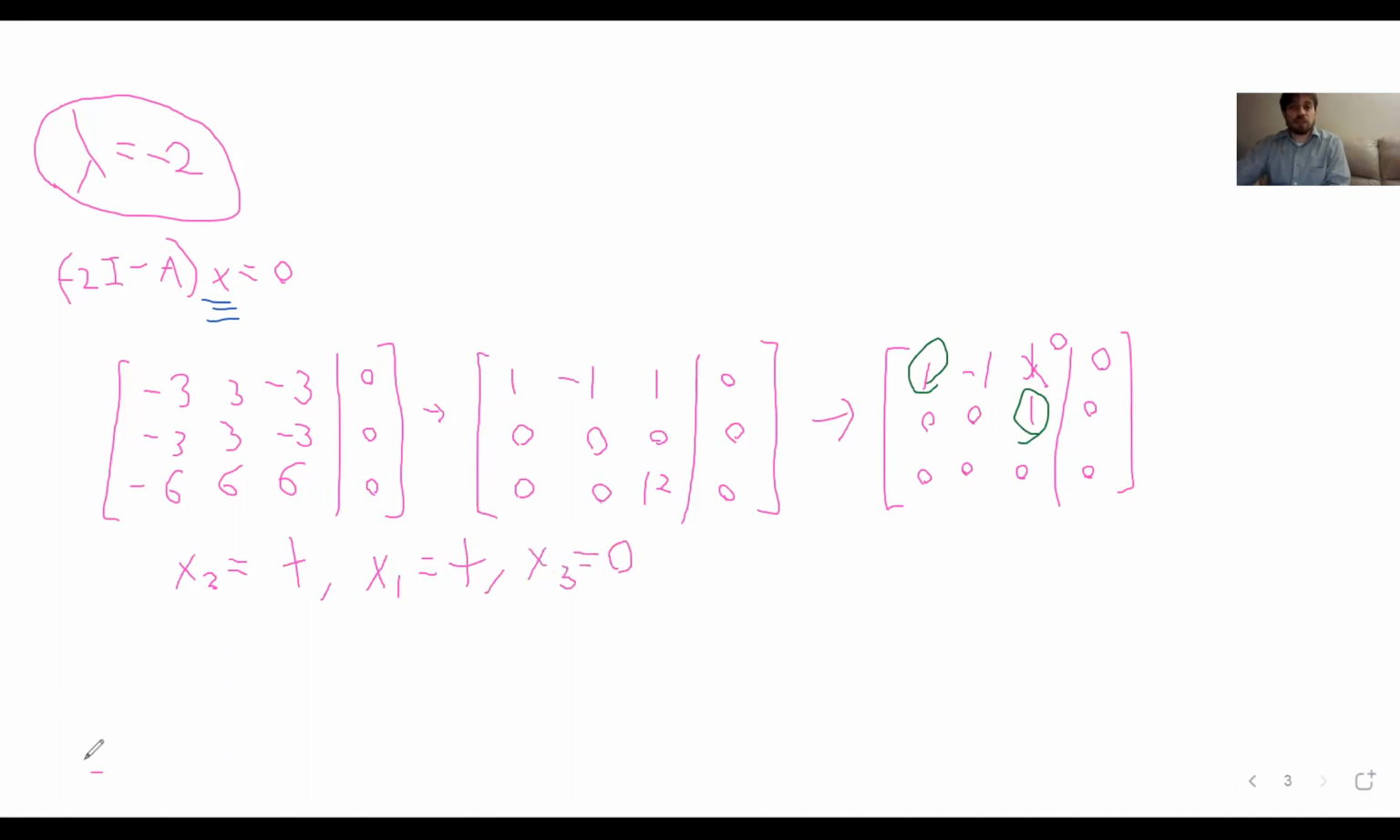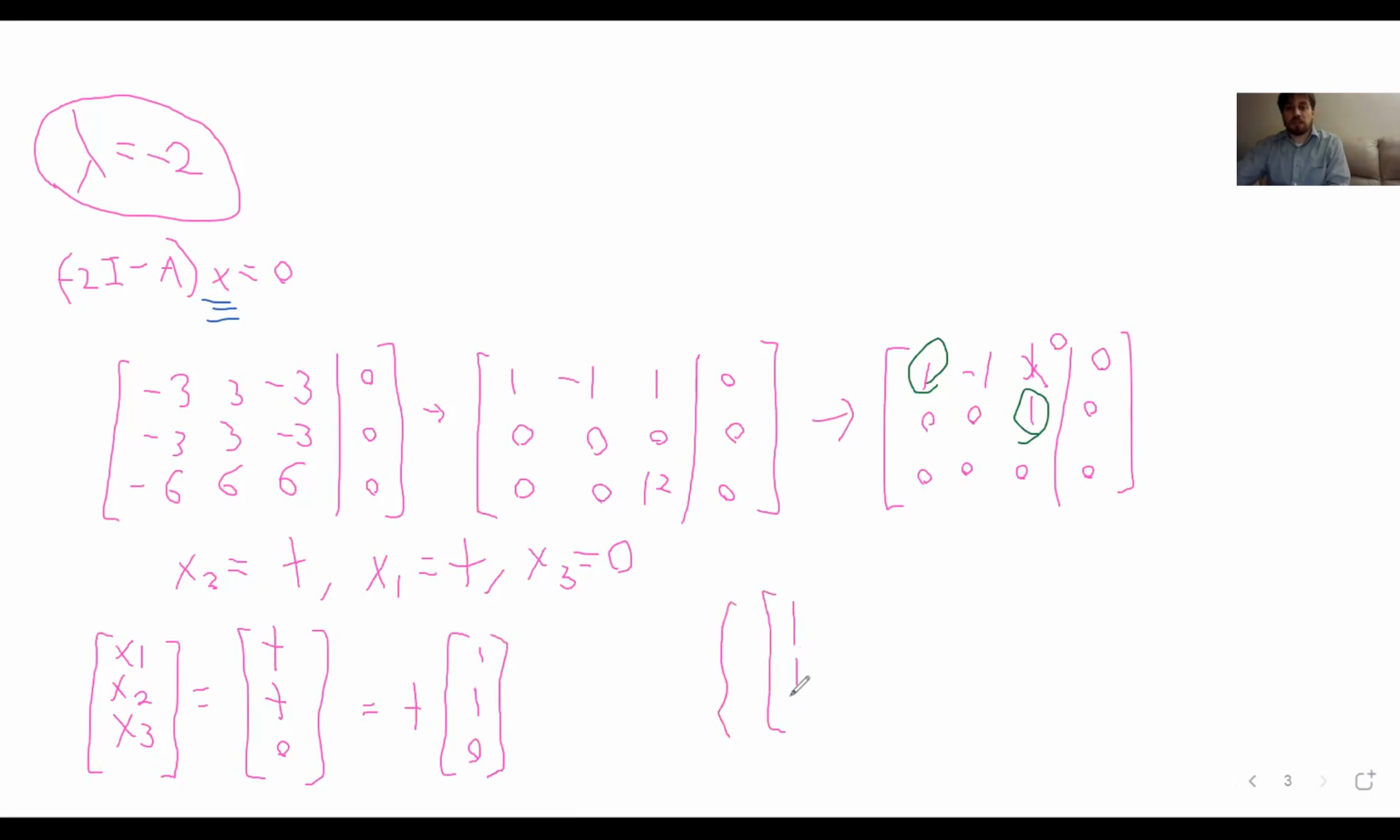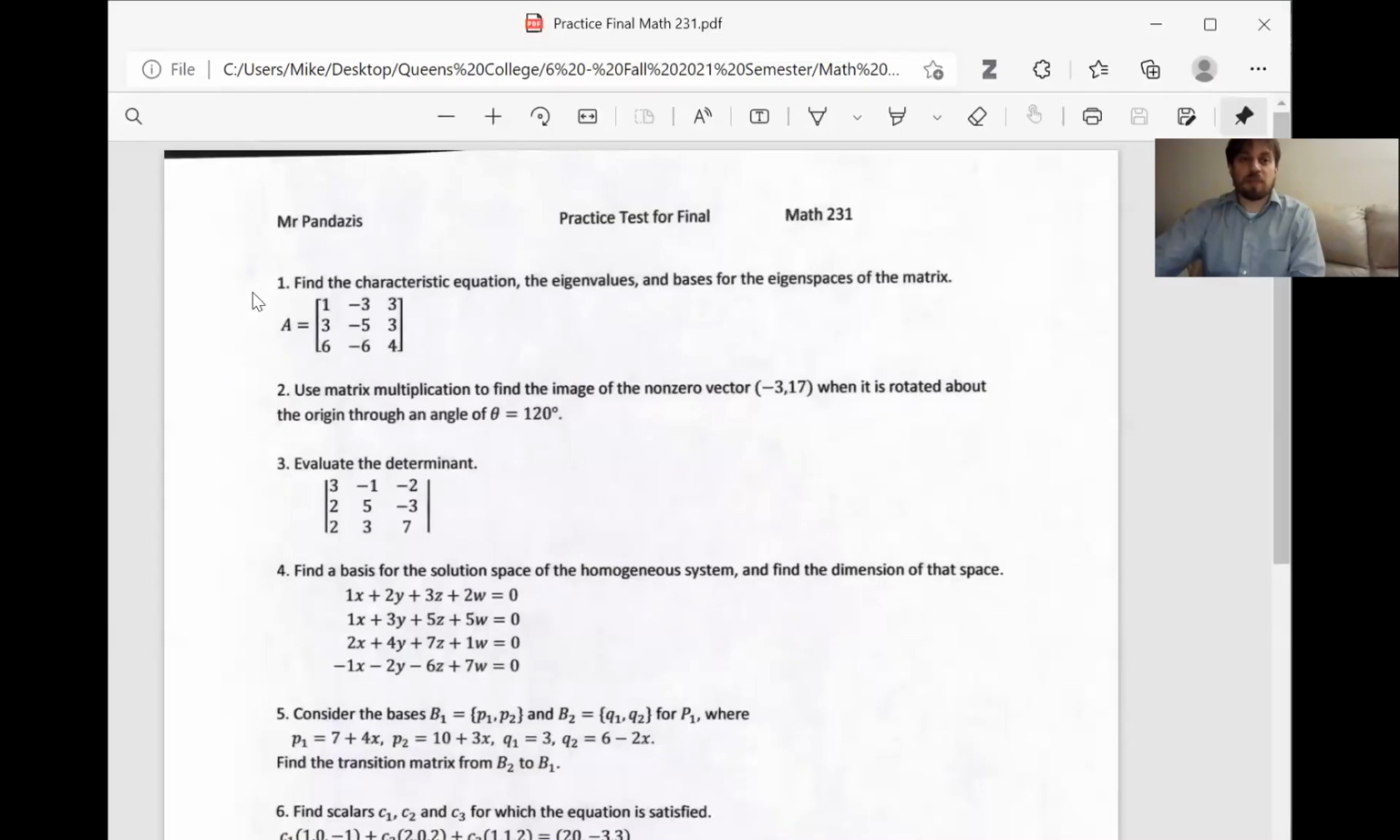So the solutions to this eigenspace are of the form x1, x2, x3, where x1 is equal to t, x2 is equal to t, and x3 is equal to 0. This is equal to any real number t times (1, 1, 0). And so a basis for this eigenspace is just the vector (1, 1, 0). That's a basis for this eigenspace. Okay? So now we have a basis for each eigenspace, and so we are now done with that problem also.